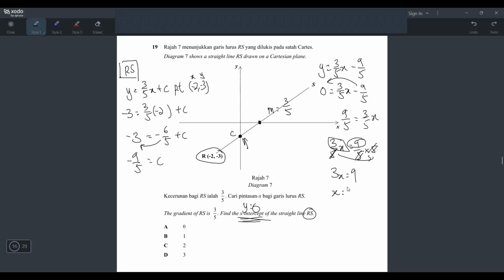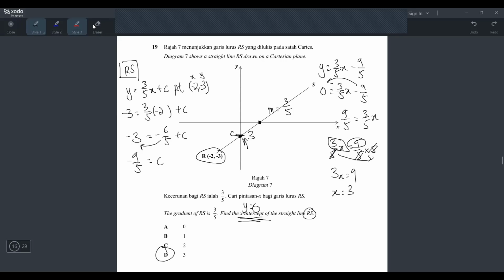So what is x? 9 divided by 3, which is 3. It means the y-intercept here is 3. Sorry, wait. Sorry. The x-intercept is 3. I misspoke. Okay, so the answer is D.